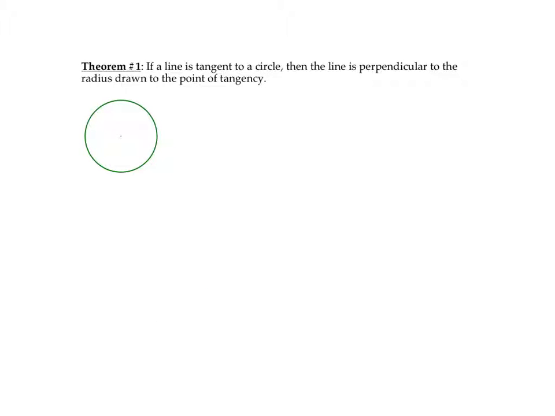Okay, our first theorem for today says if a line is tangent to a circle, then the line is perpendicular to the radius drawn to the point of tangency. So if we have a radius drawn out to this point, and we also had a tangent segment, saying this segment only touches the circle at one point. What the theorem is telling us is that this radius would be perpendicular to that.